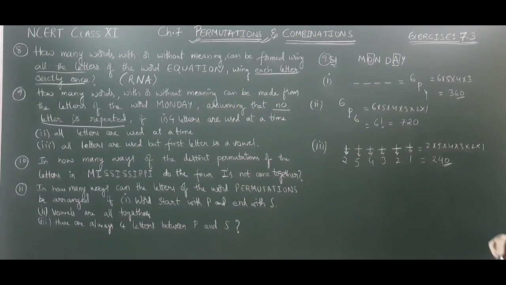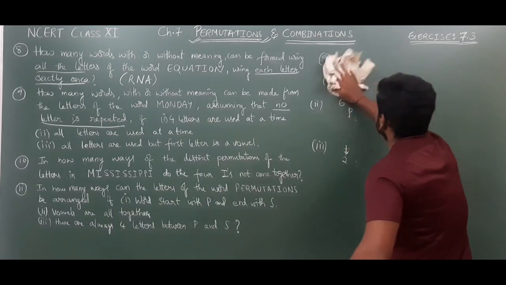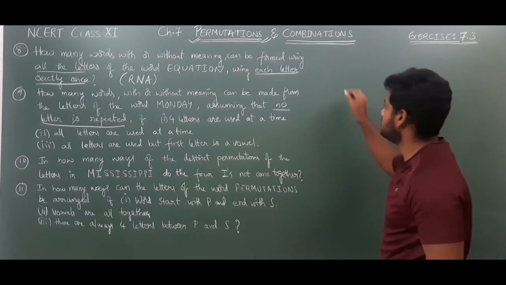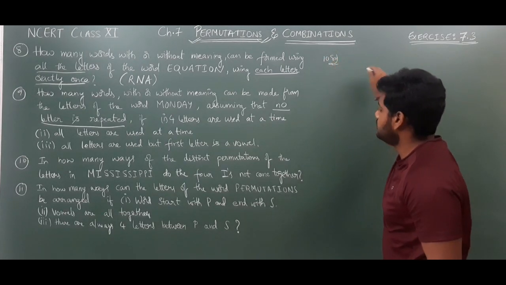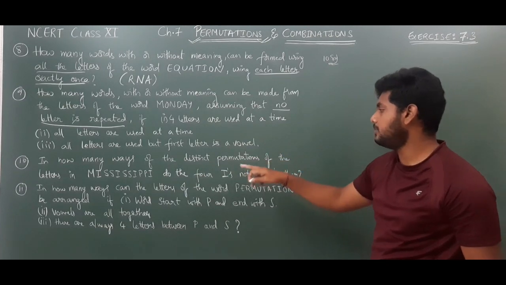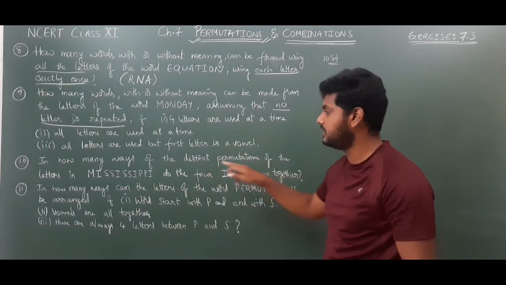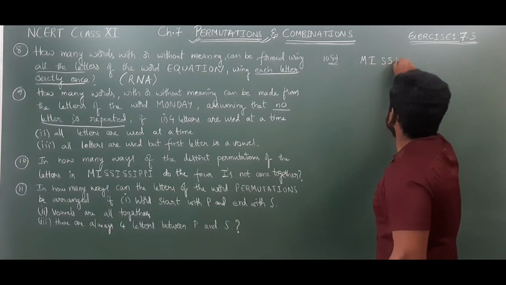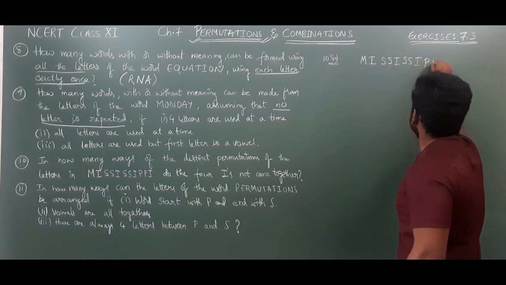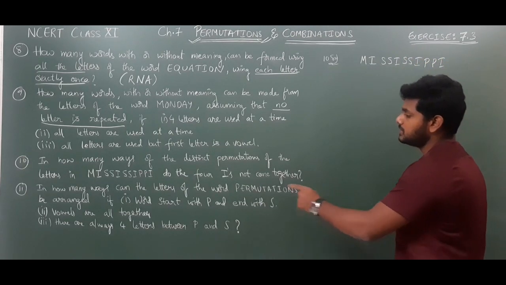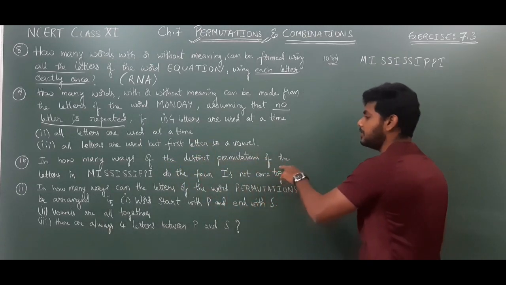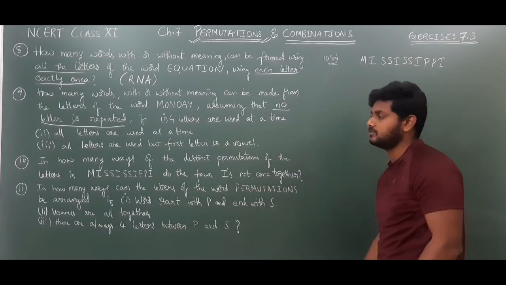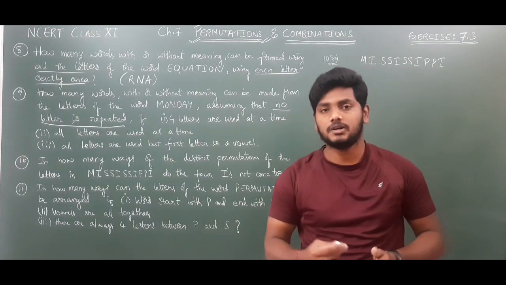Next, question number 10. First write down the word. In how many ways can the distinct permutations of the letters in Mississippi be arranged so that the 4 I's do not come together?